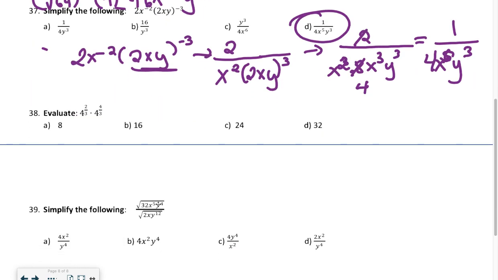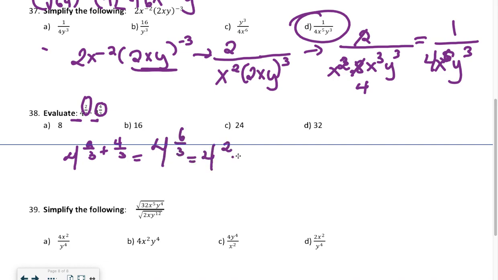Remember that when bases are the same, regardless of if they're numbers or variables, we add our exponents together. So 4 to the 2/3 plus 4 to the 4/3 is the same when we add the exponents as 4 to the 6 over 3, which is 4 squared, which is 16.